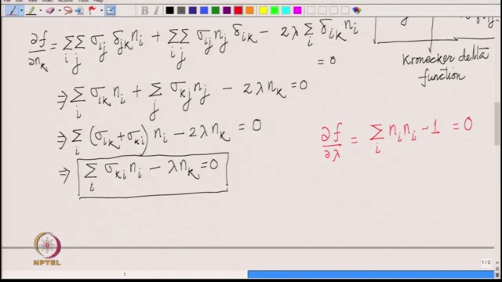Okay. So, you have basically 4 equations now, right. So, this holds for k equal to 1, 2, 3. So, there are 3 equations here and one more, total 4 equations for the 4 unknowns.